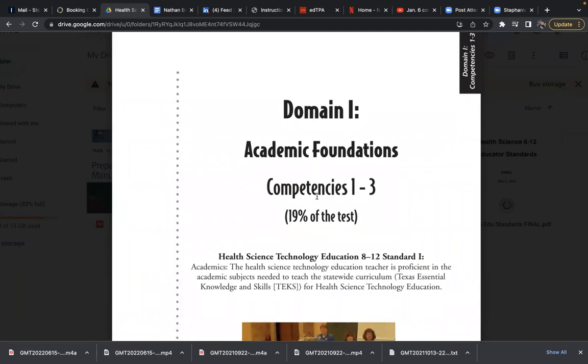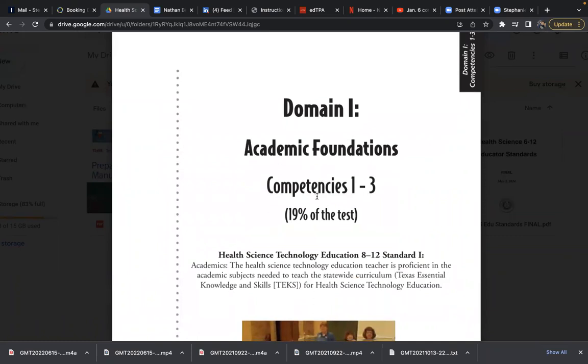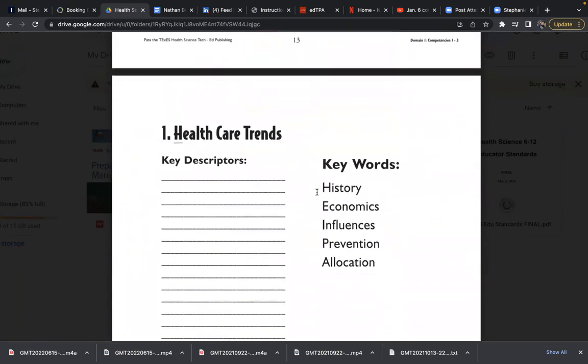This right here is a very good breakdown of the domains by competency, the way that they're on the exam. So this is still standard 1. It's just broken up the way that the test breaks it up. And the way that the test breaks up standard 1 is that it's mostly about the history of health science, the economic factors of health science, like the limitations, research, where we need to go, all that.